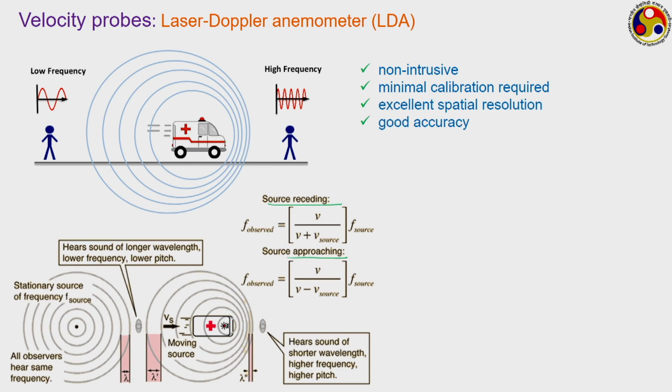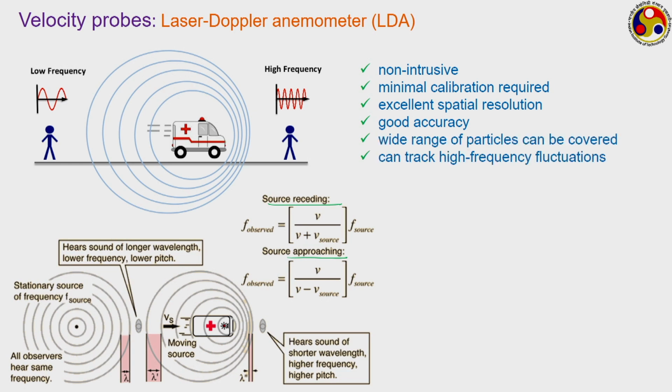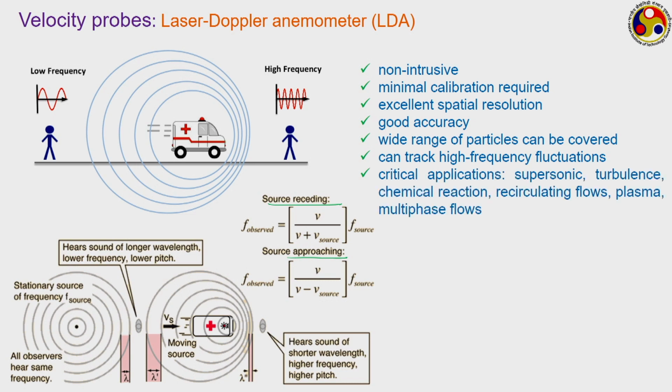They have excellent spatial resolution and dynamic response, very good accuracy, a wide range of particles can be covered with this, and they can easily track high frequency fluctuations. So, even when you are dealing with highly turbulent flow, you can make use of this laser Doppler anemometer, or LDA, as it is more affectionately called. Critical applications like supersonic flows, highly turbulent flows, chemical reacting flows, recirculations, natural convection flows, plasma based flows, and multiphase flows, this one can conveniently be used.